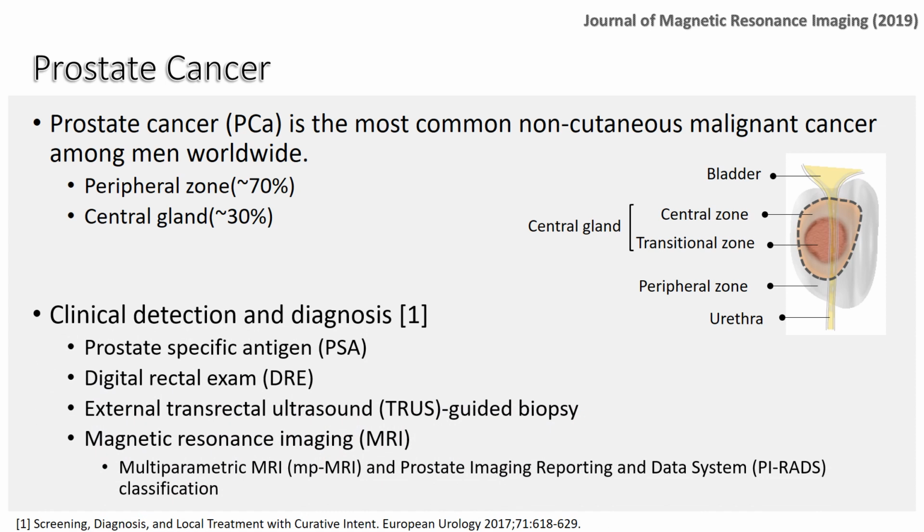For optimal detection and staging of prostate cancer, men with increased prostate-specific antigen level and positive digital rectal exam require an transrectal ultrasound-guided biopsy. However, low specificity of PSA and low sensitivity of DRE promote MRI as an external method for detection and characterization of prostate cancer. MRI of the prostate is increasingly popular with the use of multiparametric MRI and the Prostate Imaging Reporting and Data System classification.